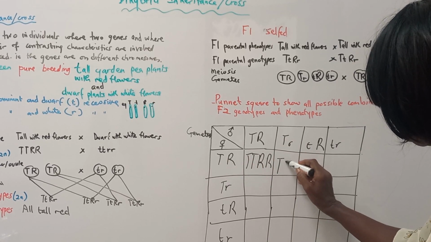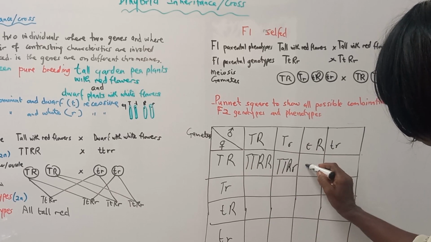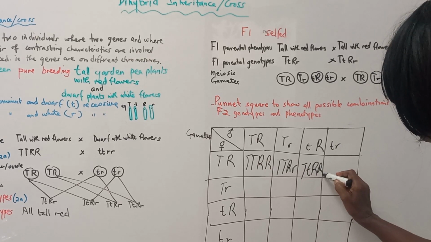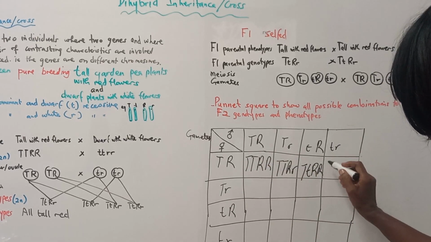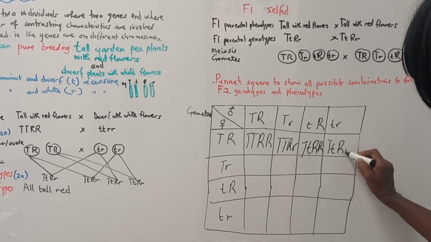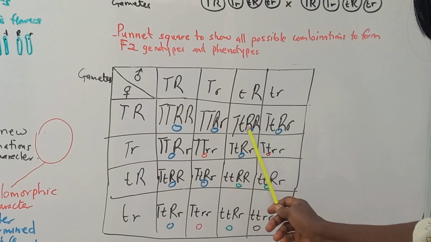you have big T, big T, big R, small r. This one, you have big T, small t, big R, big R. Here and here, fusing, you have big T, small t, big R, small r. And that's how we fill the whole thing up. I filled in all the rest of the genotypes.